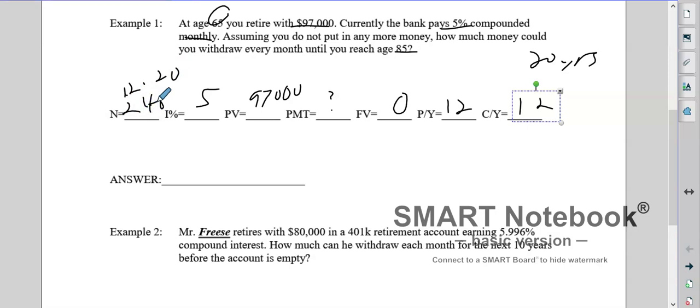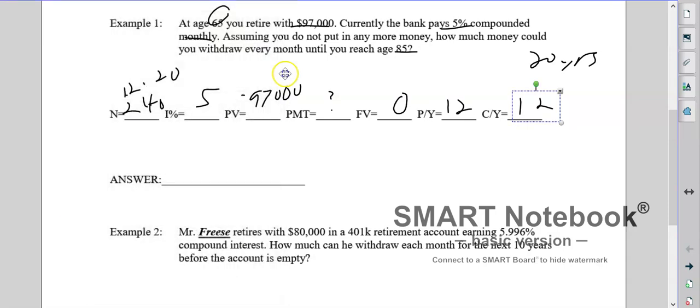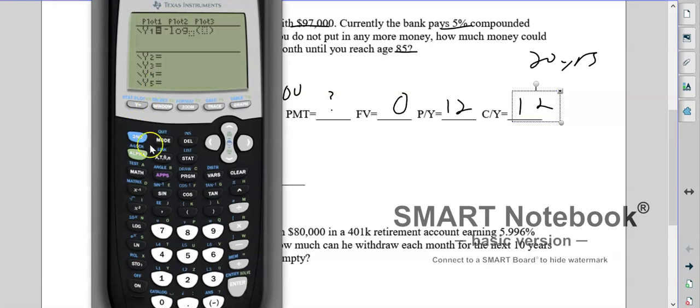Now remember, technically this is negative 97,000. The accounting thing. But you don't always have to do that. And usually when you're going back and forth, it doesn't matter. It's only when you're trying to calculate one of these two that the negative really matters. Okay? So I'm going to go into apps and finance, TVM solver.